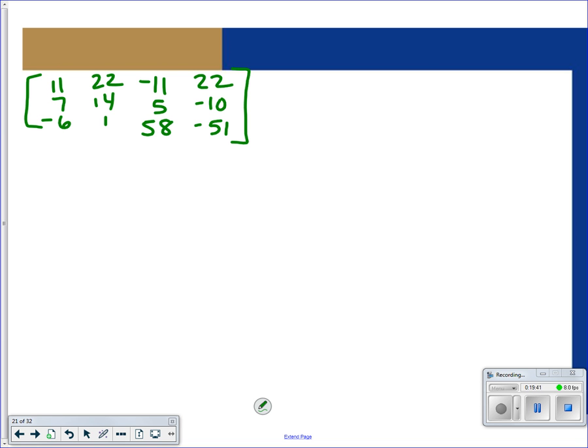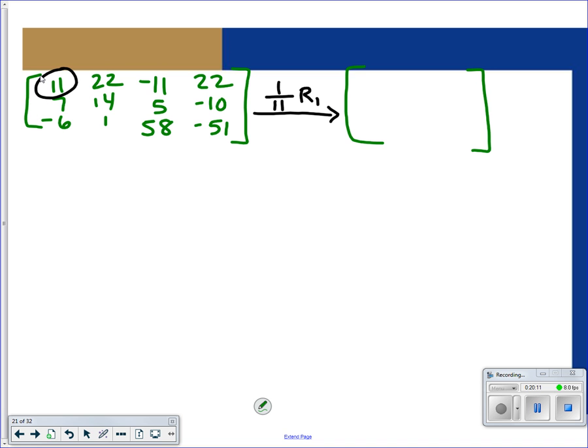Okay, so the very first thing you want to do is make this a 1. To make that a 1, I can multiply by what? 1 over 11. Okay, so we're going to multiply the first row by 1 over 11. This works out nicely because if you look at the very first one, 11 is going to go into all of them evenly.